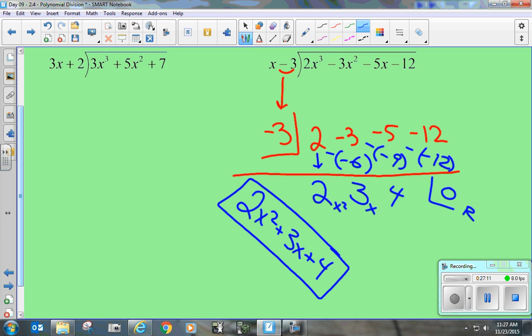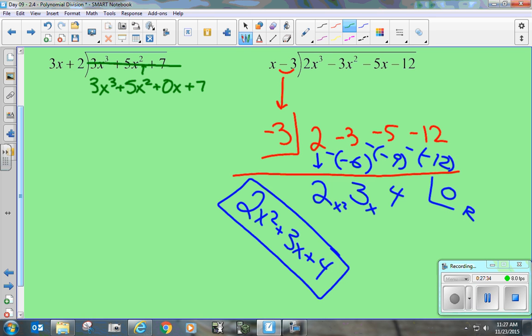Love it. Unfortunately, the first problem isn't nice and clean. Alright? What term am I missing here? The x. So this is going to be 3x cubed plus 5x squared plus 0 x's plus 7, because I don't have my x's here. And I'm still going to have 3x plus 2 go into it.